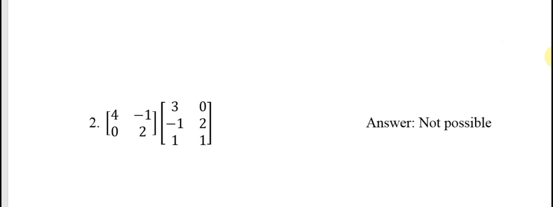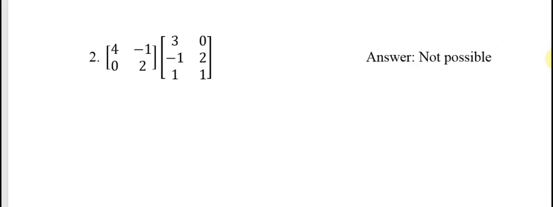Now, why is this not possible? Well, let's check the sizes. This is a 2 by 2, and this is a 3 by 2. So the numbers here are not equal, right? So they're not equal, so we cannot multiply. You like to get that one on the test, right? So it's like no work.